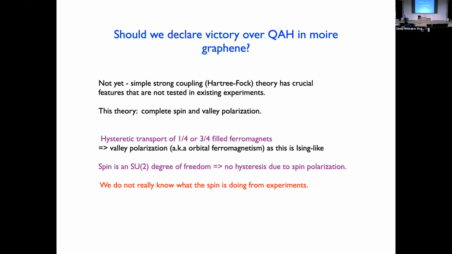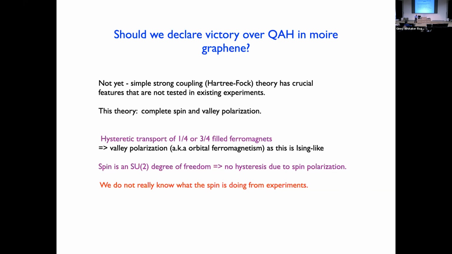Now, there's a lot of good evidence for valley polarization. After all, we see hysteretic transport. And the valley polarization is Ising-like, and it would naturally lead to hysteresis. But spin is an SU(2) degree of freedom in these systems. Spin orbit is weak. So you don't expect hysteresis due to spin polarization. I claim, and I think a lot of experimentalists make this point but very few theorists seem to be aware of it, that we don't really know what the spin is doing from experiments.